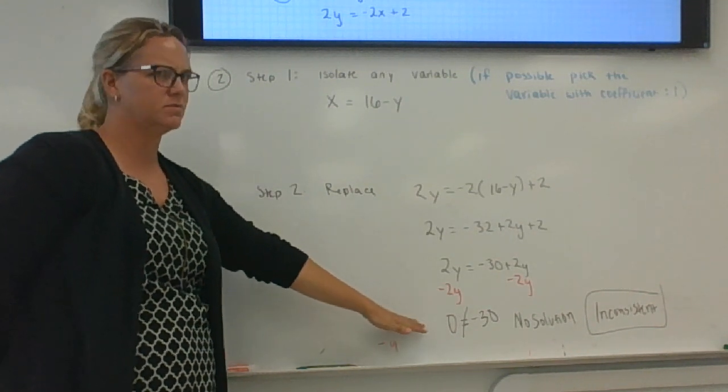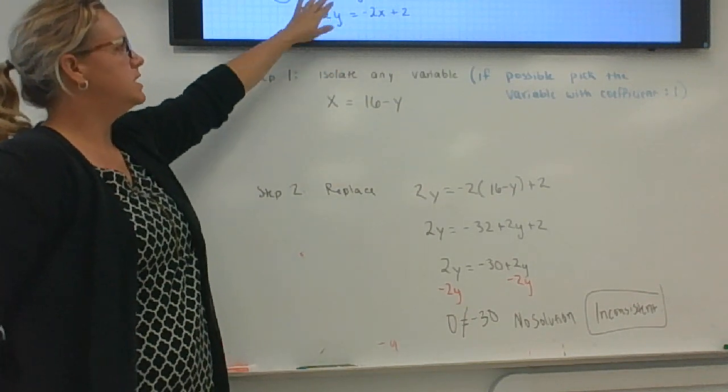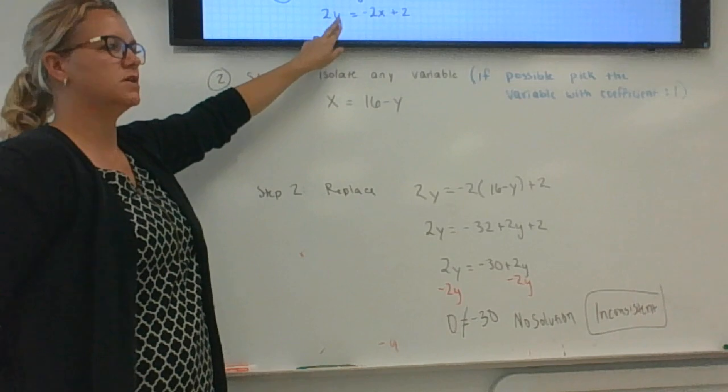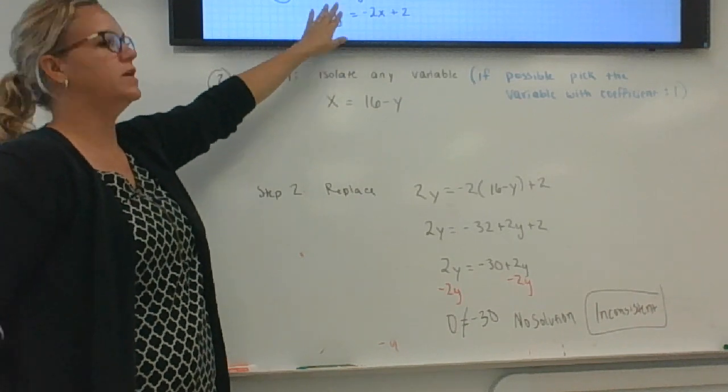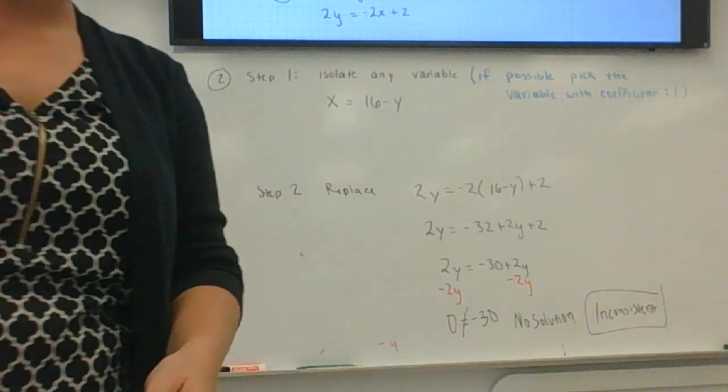This 0, does that make sense? Go back and look at your problems and ask yourself, well, do they have the same slope? If you get y alone, they have the same slope. Those are parallel. It's true, there's no solution. They won't cross.